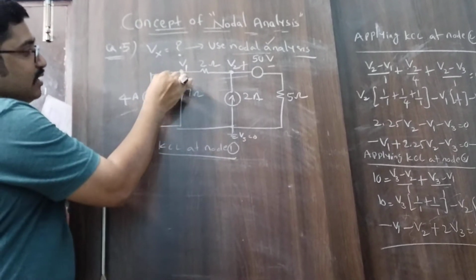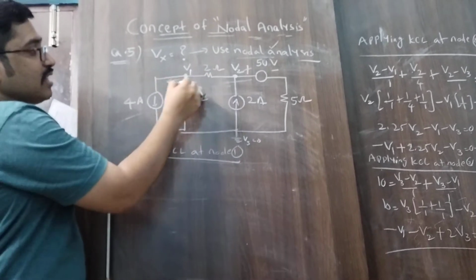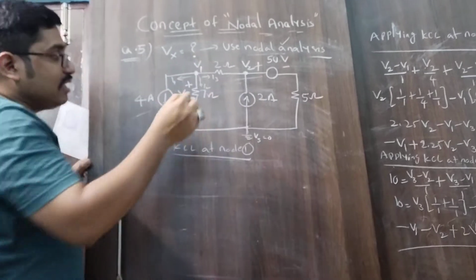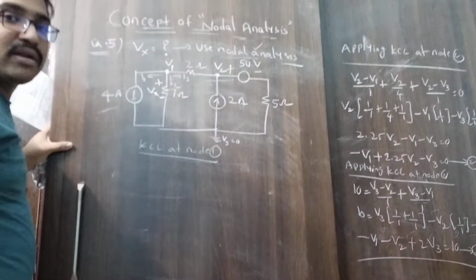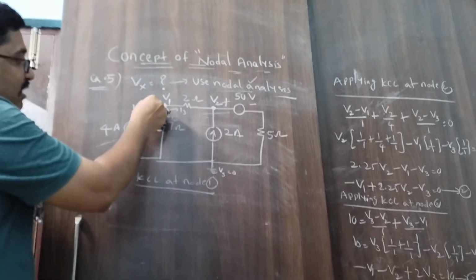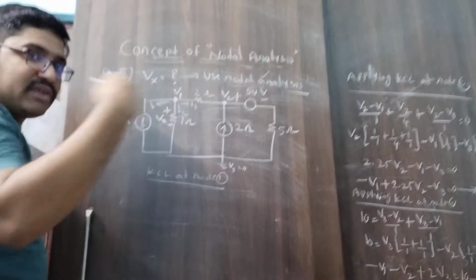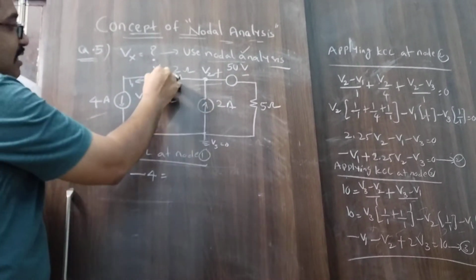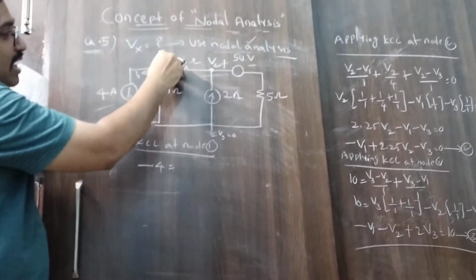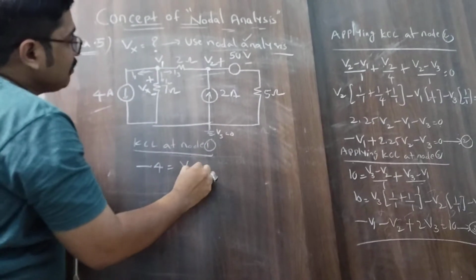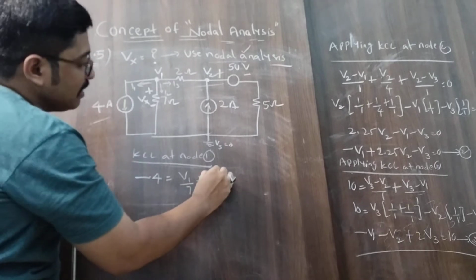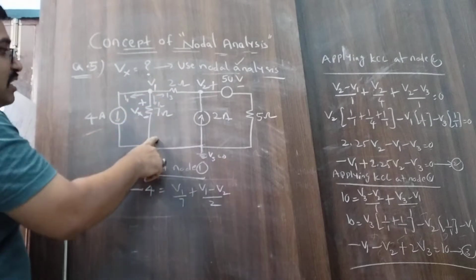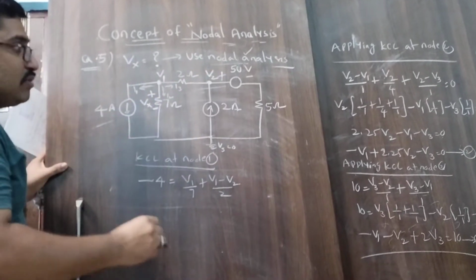See here, three branches are connected. I will assume this is I1, this is I2, and this is I3. I1 current is going away from the node, so away from the node we take minus 4 amps. Next, for the remaining branches, we can write V1 divided by 7 plus V1 minus V2 divided by 2.